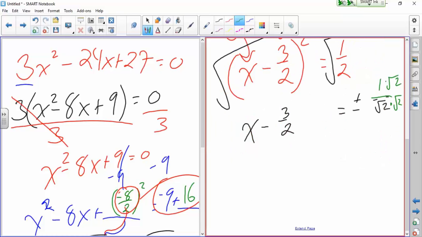So once again, x minus 3/2 is equal to 1 root 2, which is basically just root 2, over root 2 times root 2, which is root 4, and that's just 2. Are we okay with that? What did I leave out? Plus or minus. I left out my plus or minus. You have to add 3 halves to that, and I do need to add 3/2 to that.